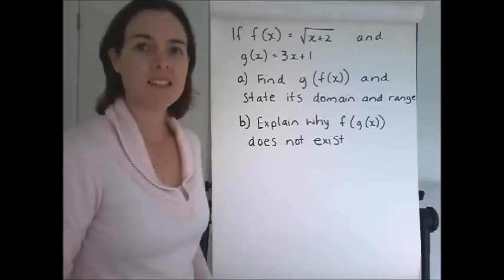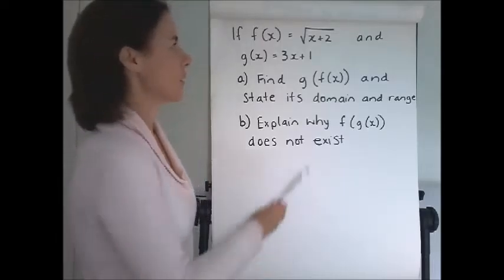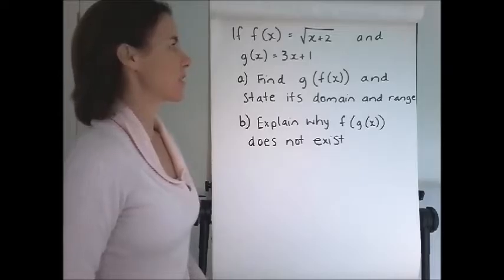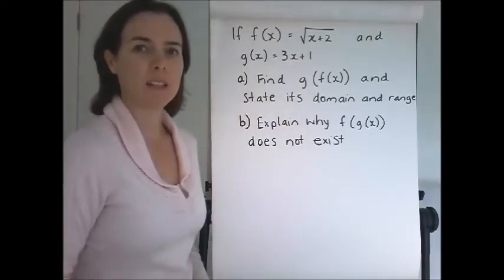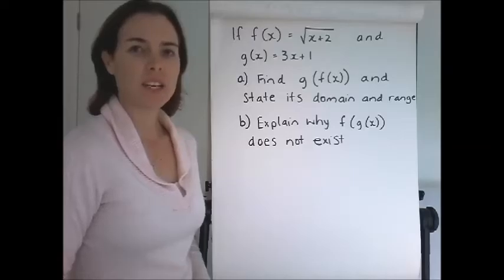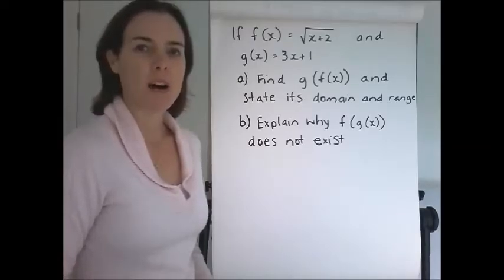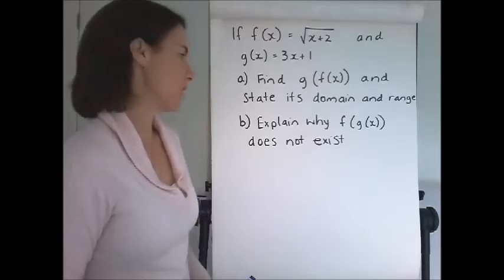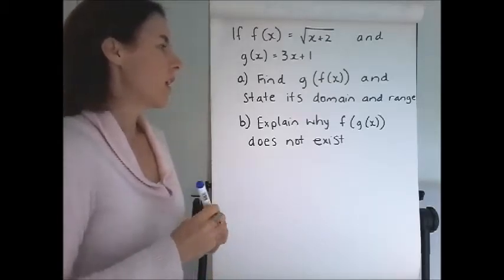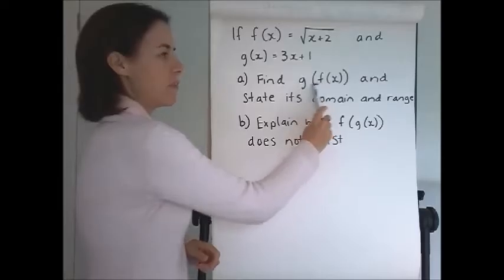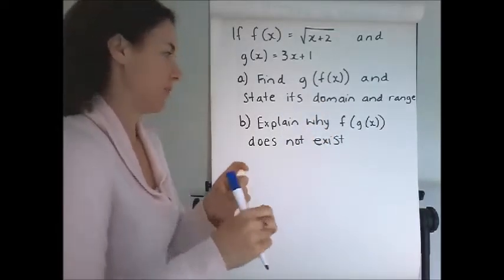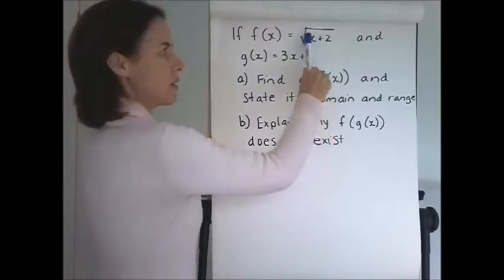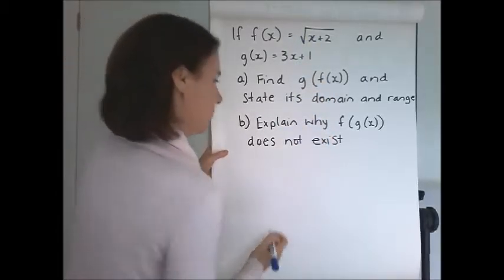Today's question is, if f of x equals square root of x plus 2 and g of x equals 3x plus 1, find g of f of x with its domain and range, and explain why f of g of x does not exist. Firstly, before we find g of f of x, let's just double check that it does exist. So we need to look at the domain and range of each function.